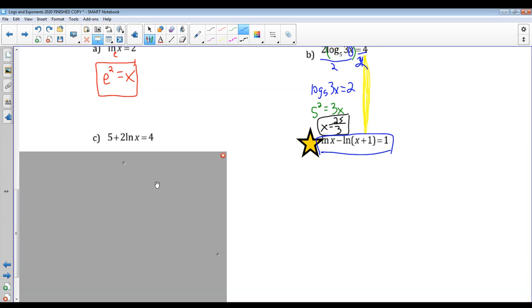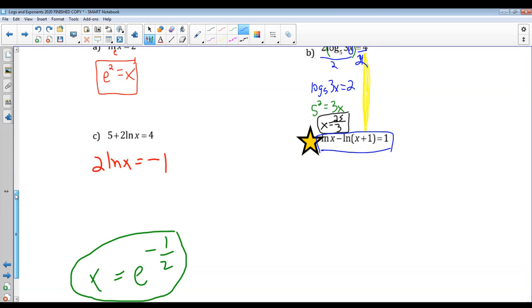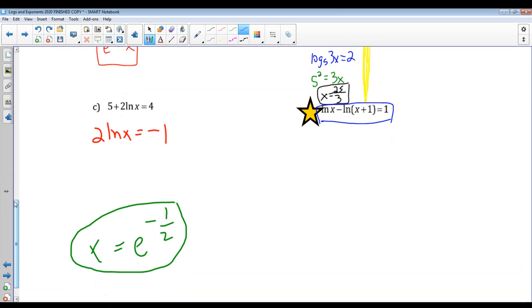All right, so try this one out. Pause now if you want. And there's my work. So actually, there's some of my work. So I subtracted 5. Let me show this next line here, might as well. I divided by 2. I have ln x equals negative 1/2.